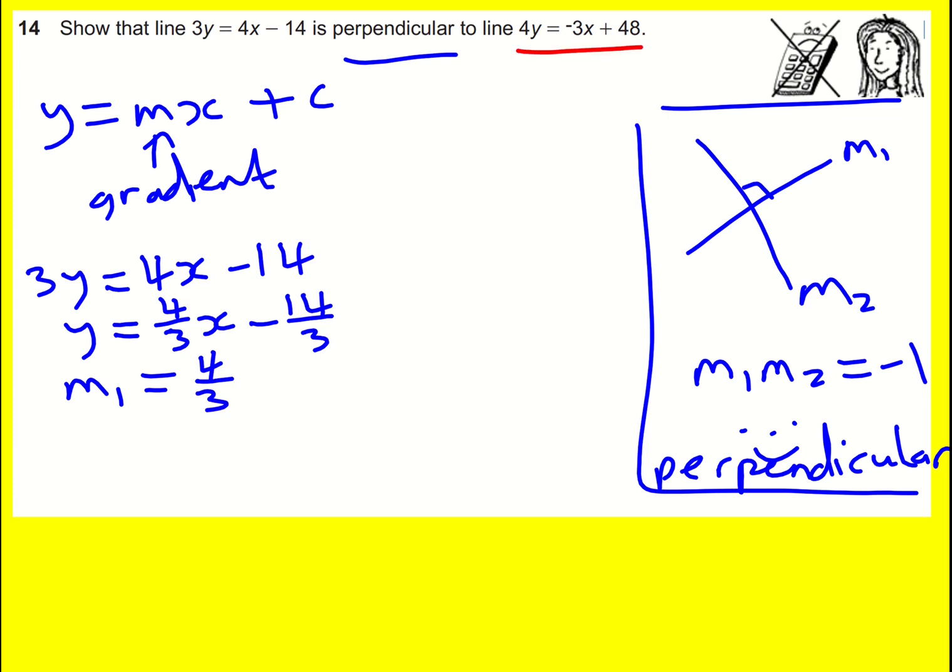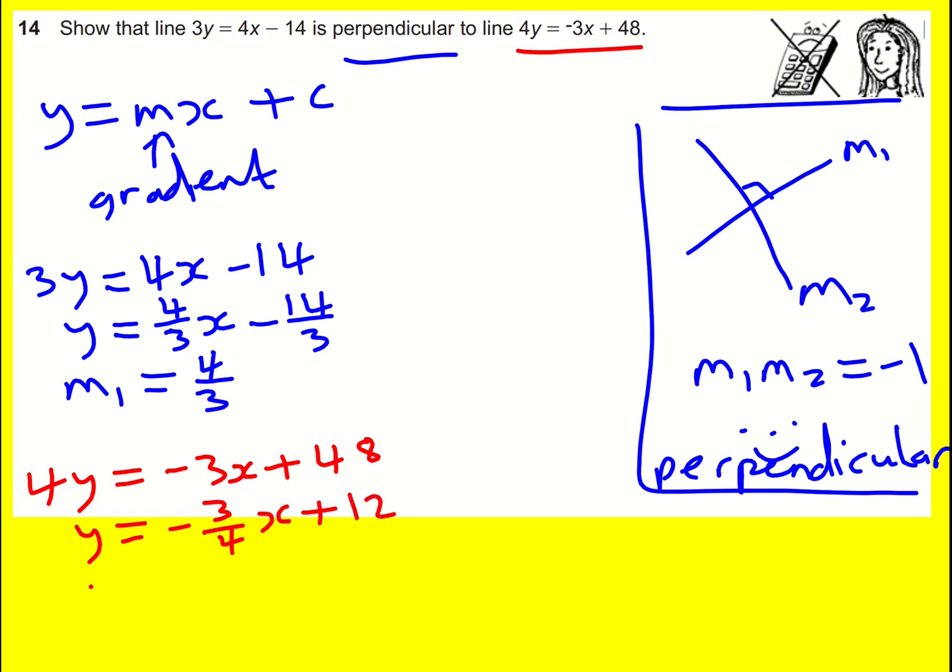Okay, let's take the second line. 4y is equal to minus 3x plus 48. Divide through by 4 this time. I'm going to get minus 3/4 x plus 12. And the second gradient, m2, is equal to minus 3/4.